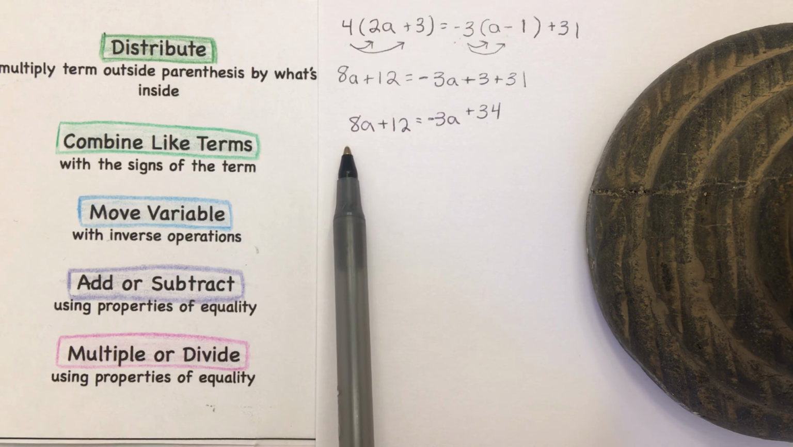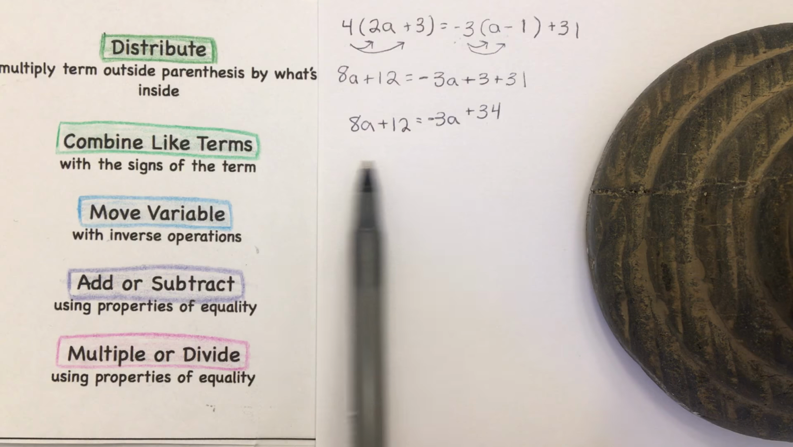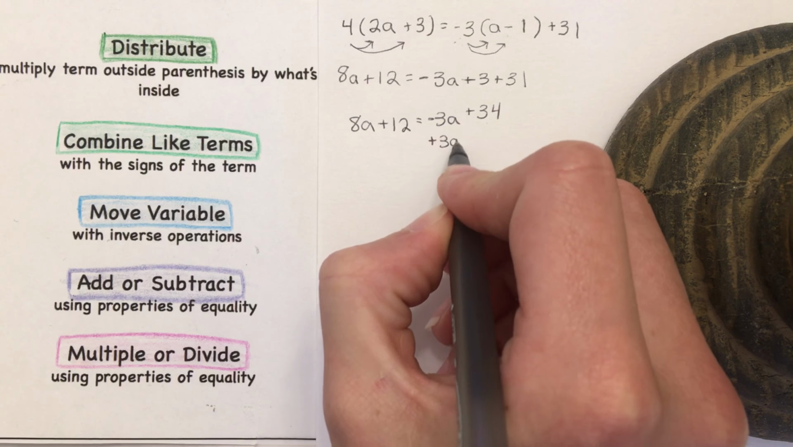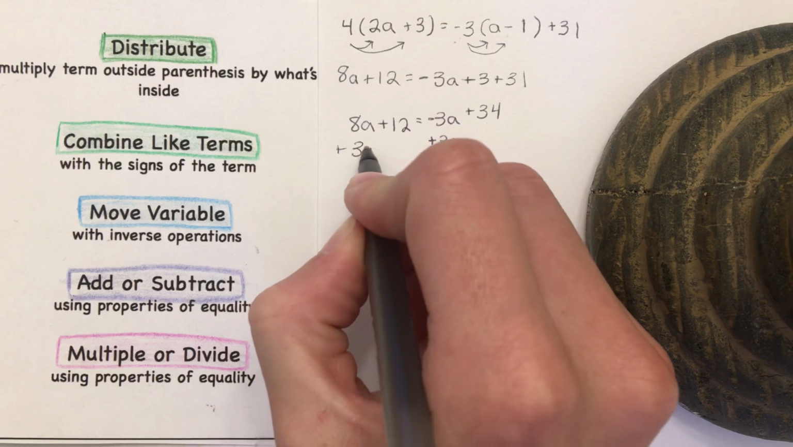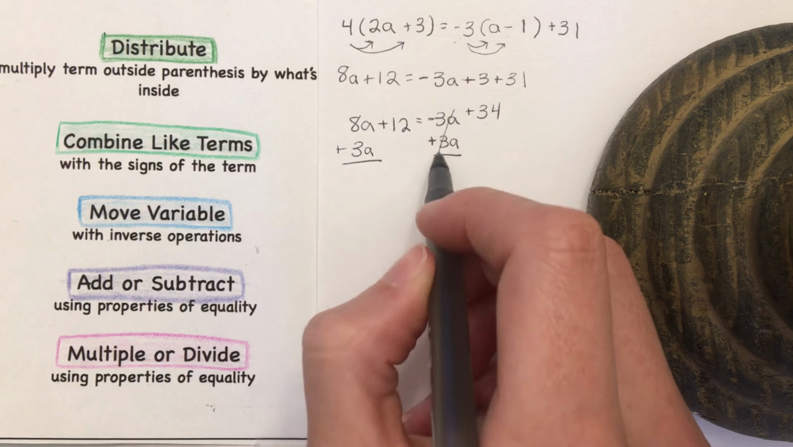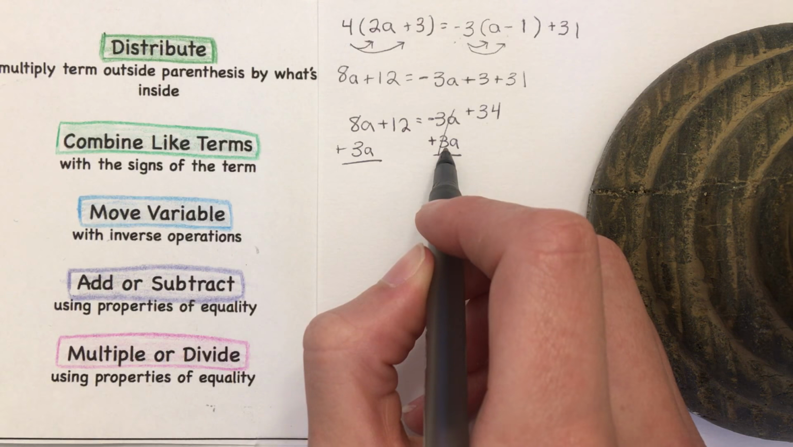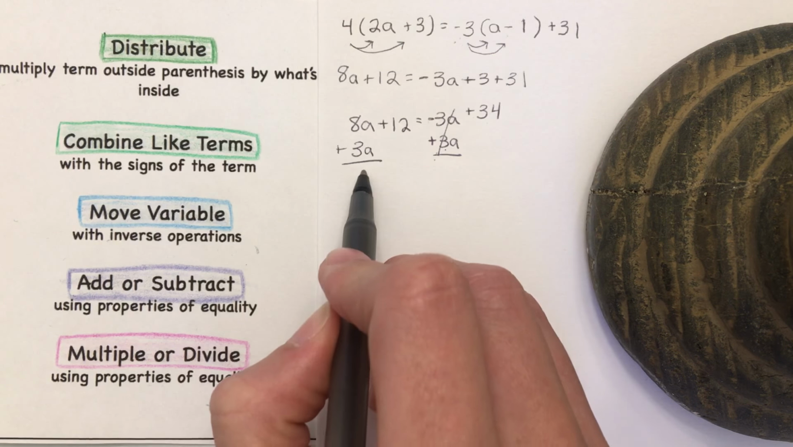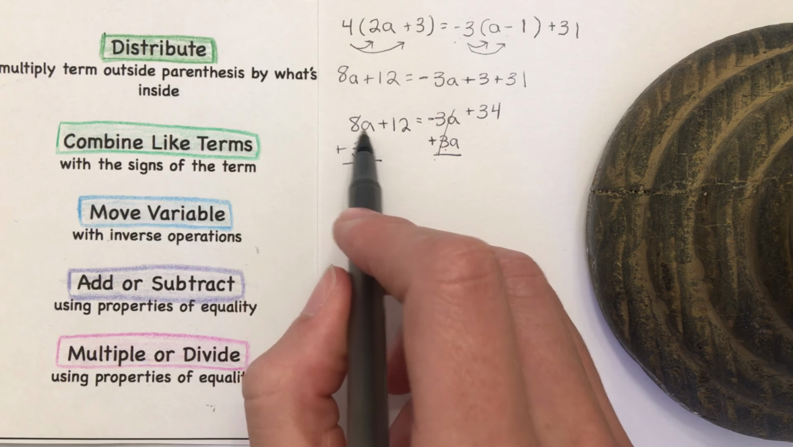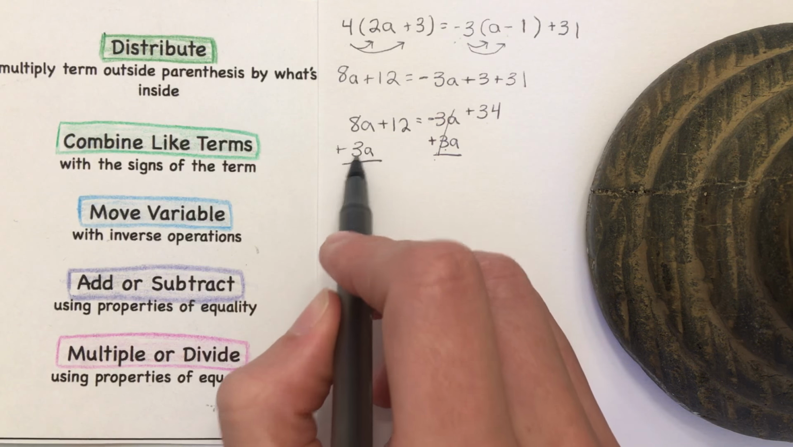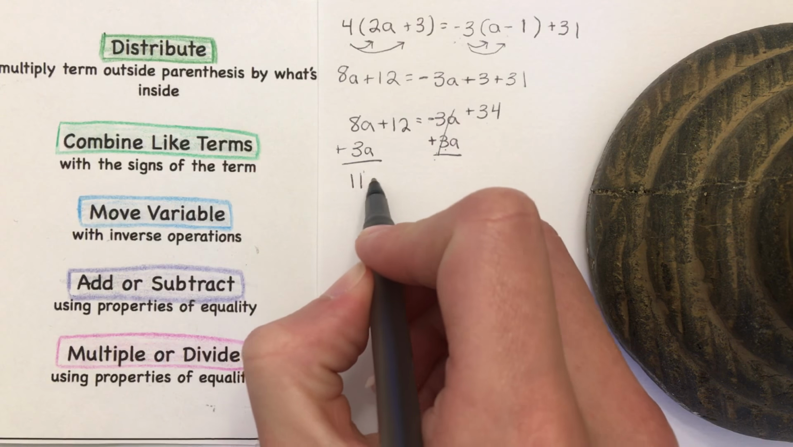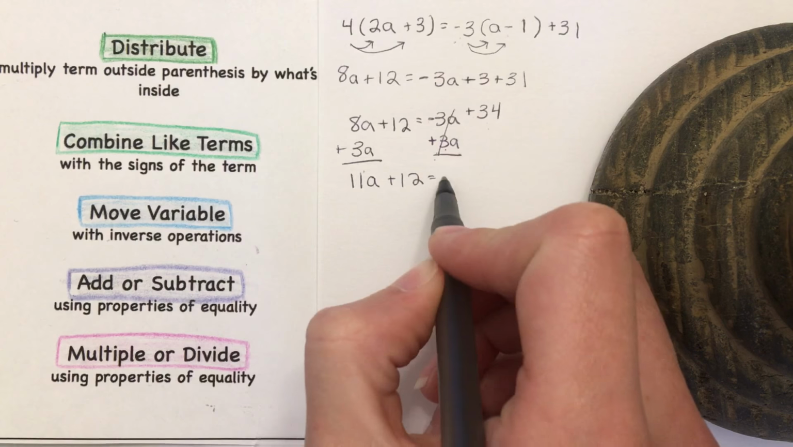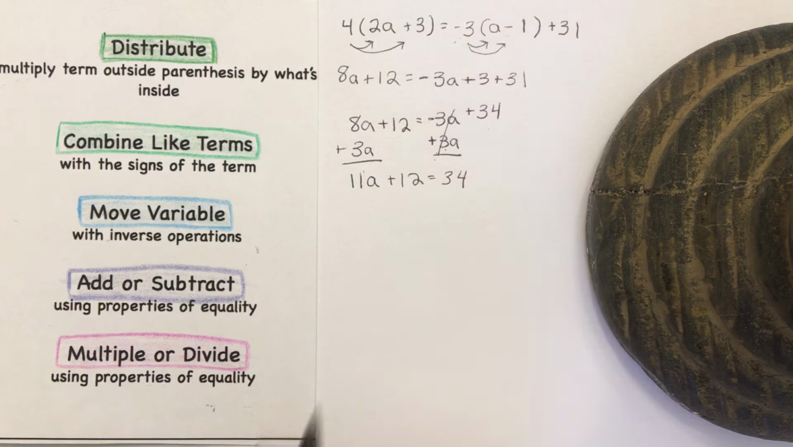I've got two options. I can subtract 8a from both sides, or I can add 3a. I like adding 3a better because it'll keep everything positive, but you don't have to do that, so you can move whichever one you want. Negative 3a, I added 3a since it was negative, so these are going to cancel. Whatever I do to one side, I have to do to the other. So now I have 8a + 3a, so 8 plus 3 is 11, so now I have 11a. I'm going to bring down my plus 12, and then I still have 34 here on the right.